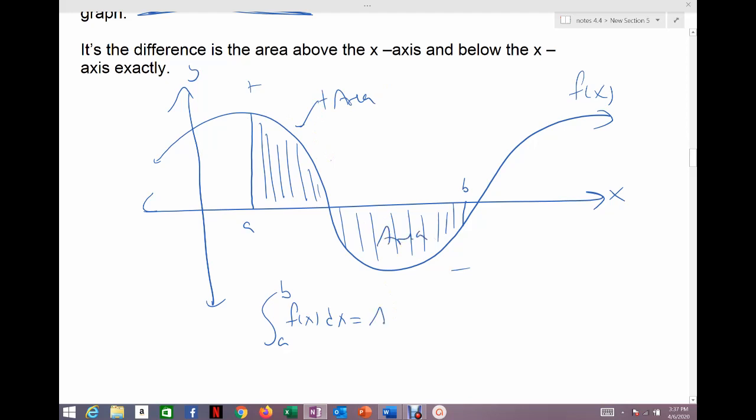So it takes the area above the x-axis minus the area below the x-axis. It finds the difference, which means the answer could come out positive if there's more area above. The answer could come out negative if there's more area below. Or I could actually get an answer that's 0, which means the area above and below are exactly the same and they cancel each other out.